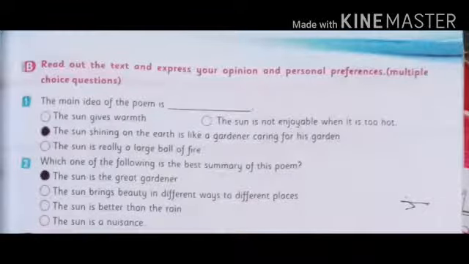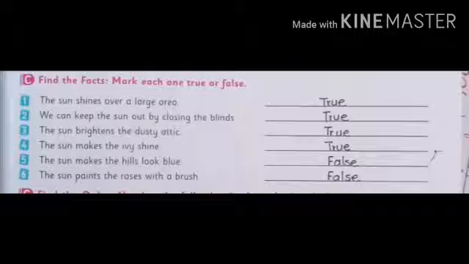Now come to part C. Find the facts, mark each one true or false. Read the poem first and then try to solve it yourself. I have solved this for you. Let's read it. The sun shines over a large area. True. We can keep the sun out by closing the blinds.